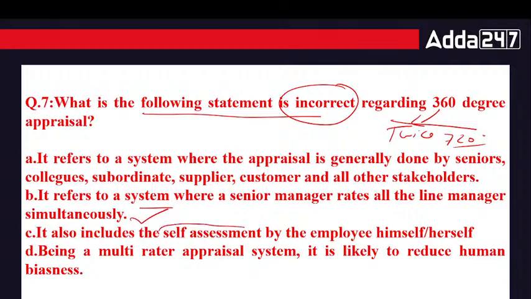Yes, you are also giving marks to yourself, and of course the bias is not there because it is a multi-rater. So option B is the correct one, because we have to find the incorrect one.